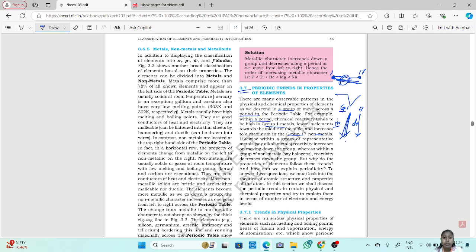But why do the properties of elements follow these trends? Why are there some increasing ones and some decreasing ones? As you go, there is increase, decrease, increase, decrease. Why do they follow this?